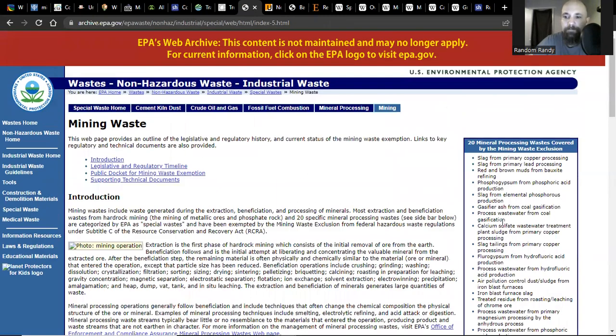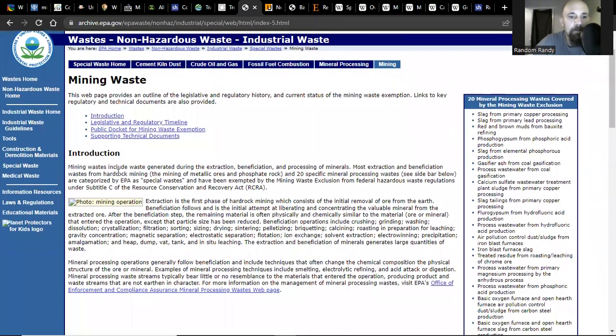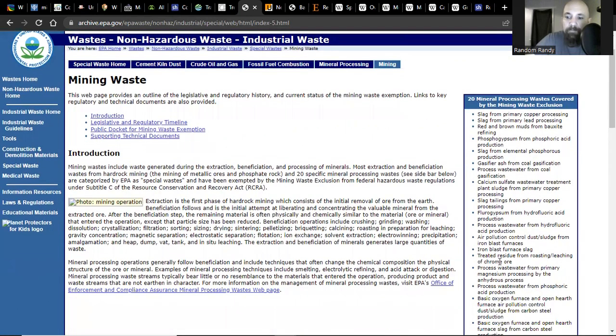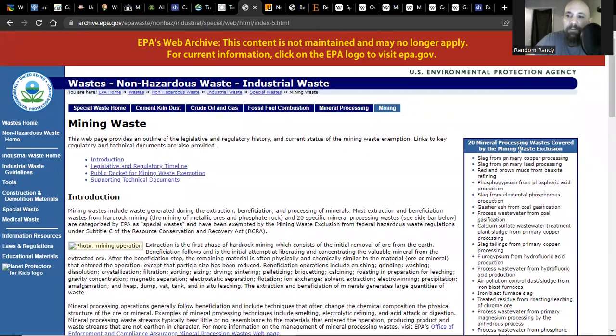All right, so let's take a look at mining waste real quick. Mining waste includes waste generated during the extraction, beneficiation, and processing of minerals. So something neat to note is there are 20 mineral processing wastes covered by the mining waste exclusion. Slag from copper processing. This means they can just pump it into a pile and leave it. Okay. Slag from lead, red and brown muds from bauxite refining. So they just pump this somewhere and they leave it alone. And we're going to take a look at what the reclamation of these types of areas looks like. Okay. This is why they're allowed to tell you that it's natural. Okay. Because it's excluded in the mining waste exclusion by, that's right, the EPA.